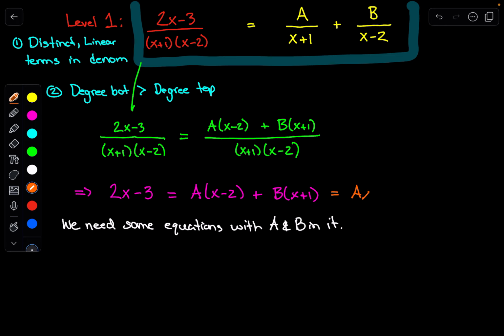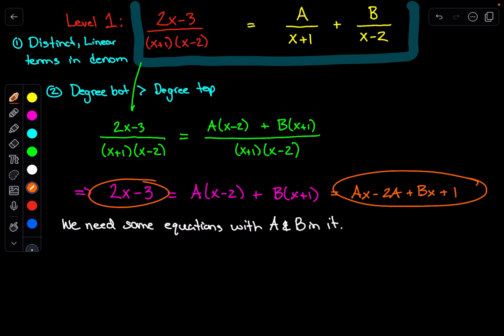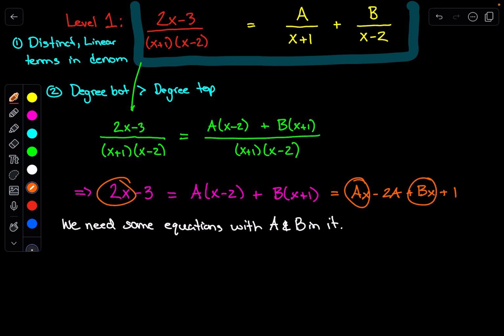The idea here is that if I were to multiply out all the terms on the right here, A times x minus 2A plus B times x plus 1, if the thing on the right is supposed to equal the thing on the left, that means that all of the terms with x have to match, and all of the terms that are constant also have to match. Oh, and I should write out that last term there should be a B. Whoops. Okay, so what does that mean?